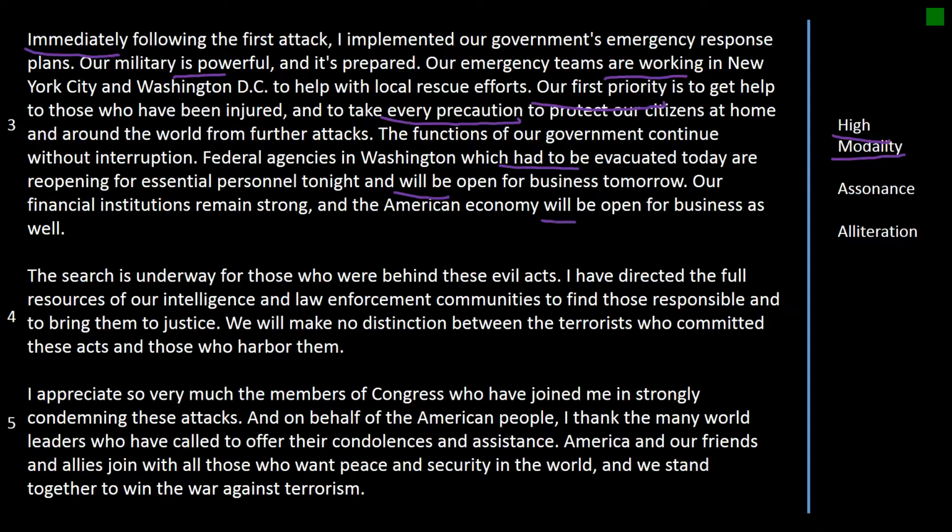In paragraph 4, our high modality continues that we will make no distinction between the terrorists who committed these acts and those who harbour them. In paragraph 5, okay, he is strongly condemning these attacks. Assonance is our repetition of the internal vowel sounds. Okay, so we're going to have a look at one example of this, which is in paragraph 4, which is behind these evil acts, repetition of our E sound. Lastly, we've got alliteration, which is continued on as well, repetition of our consonants or initial sounds. And we've got one example of this in paragraph 3, which is powerful and it's prepared.